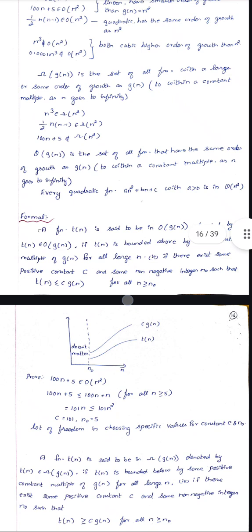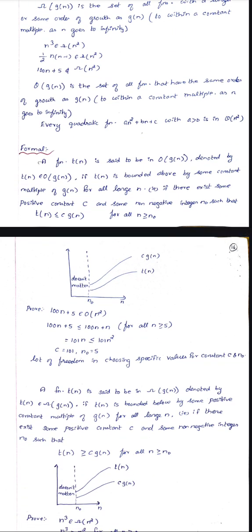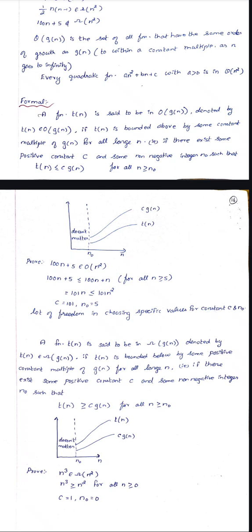Then we have formal definitions. A function t of n is said to be in O of g of n, denoted by t of n belongs to O of g of n, if t of n is bounded above by some constant multiple of g of n for all large n. That is, if there exist some positive constant c and some non-negative integer n0 such that t of n is less than or equal to c of g of n.